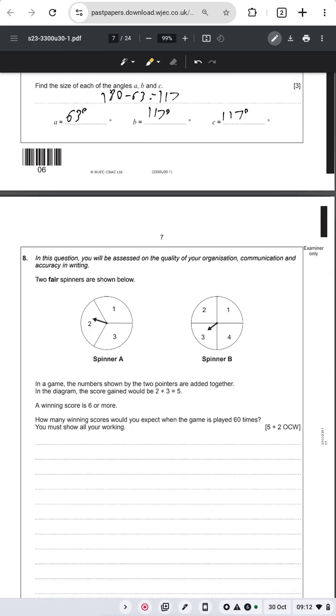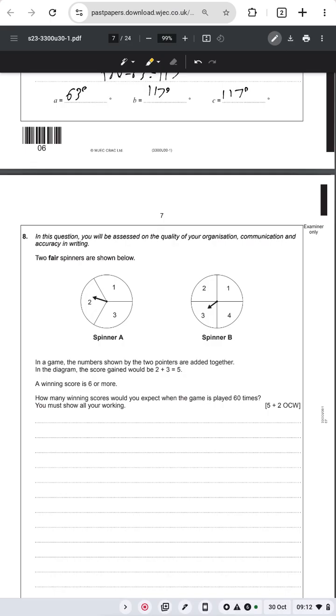Two fair spinners are shown below. In a game, the number shown by the 2 pointers are added together. In the diagram, the score gained would be 2 plus 3, which equals 5. A winning score is 6 or more. How many winning scores would you expect in a game of 60 times? You must show all your workings.